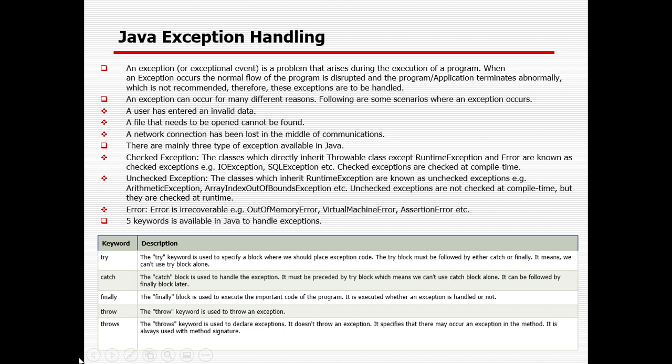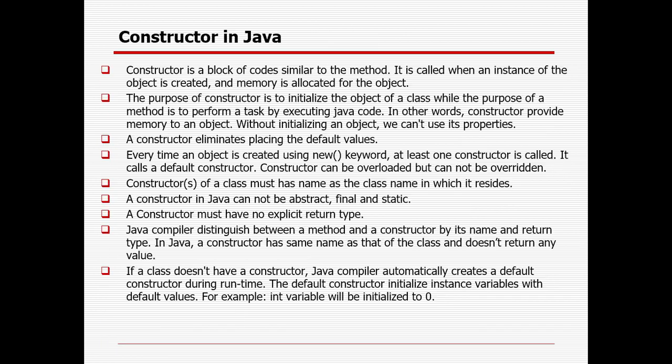Throw is used if I want to throw a customized exception. The throws keyword is used to declare exceptions. It does not throw any exception; it specifies that an exception might come in the method. It is always used with the method signature. So this is all about exceptions, and these are the different keywords through which we can handle them.